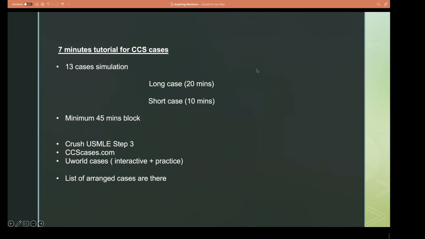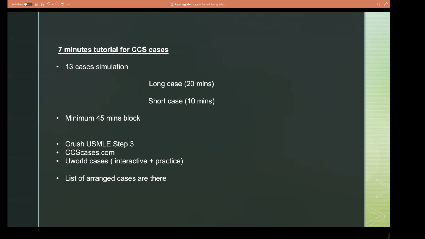You have to do it slow. If you do it quickly... When we practice CCS cases on the ccscases.com website, there is a difference between that website and the website you see in the real exam. The real exam website is exactly similar to the NBME orientation website, on which they have given you 6 CCS cases. Make sure to practice on that website 2 to 3 times before going to the exam center.